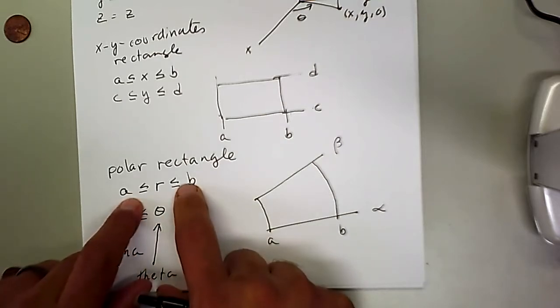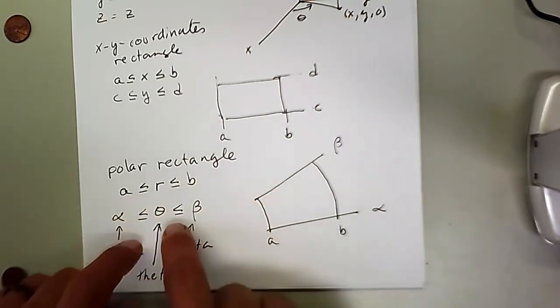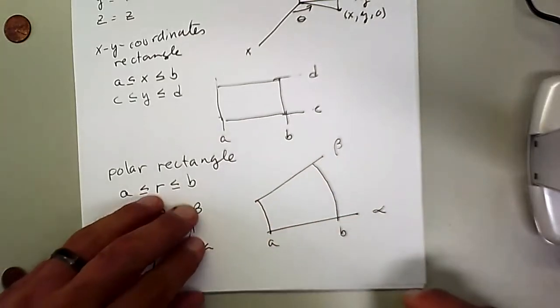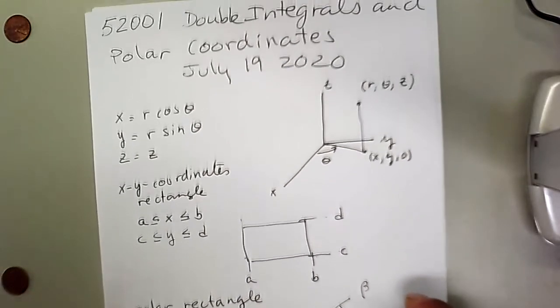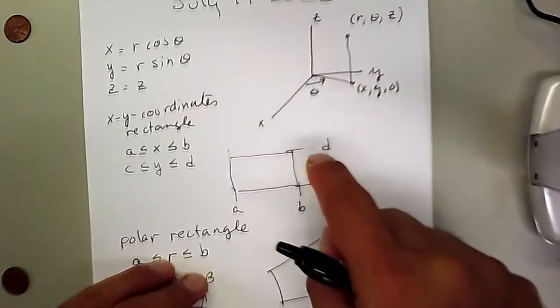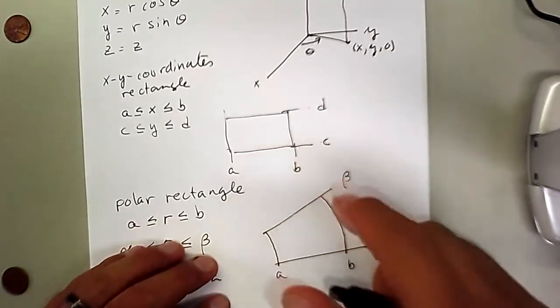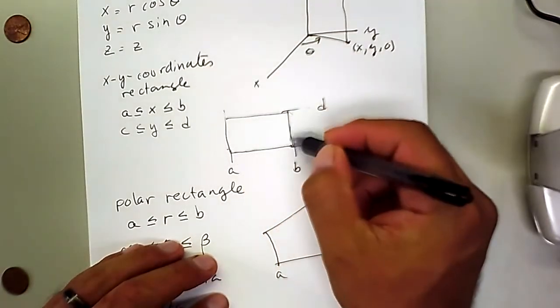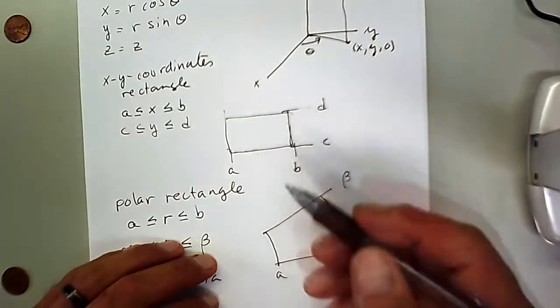The radius can be as far as we want it to be. But in order to have a rectangle, we have to have boundaries. And we do in this case. All right. So this is a rectangle, and this is a polar rectangle. Now the area of this is easy. You just find this distance, and multiply the two, and we are all set.